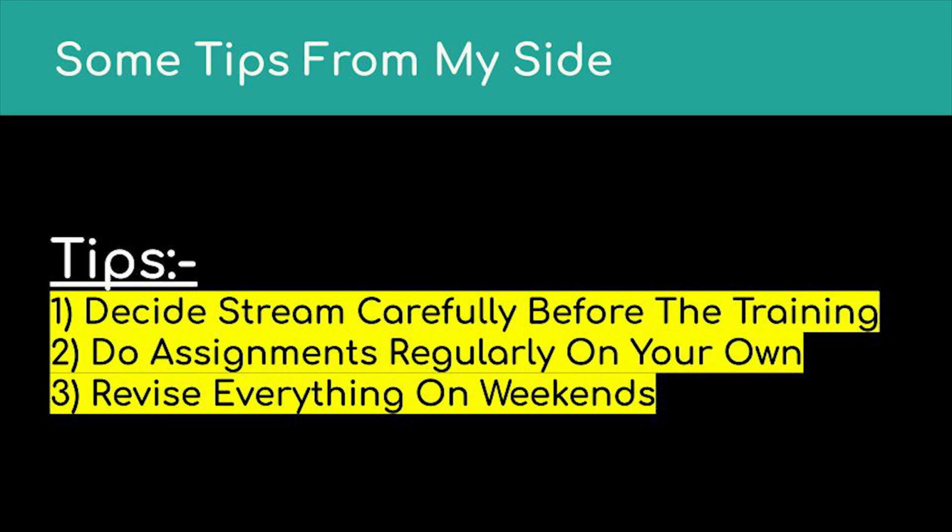And the third tip is revise everything on weekends. As the training period is very short and you have very little time, you have to utilize the weekends very well to qualify the training smoothly in the first attempt. So that's all about the Infosys Digital Specialist Engineer role or DSE role training.